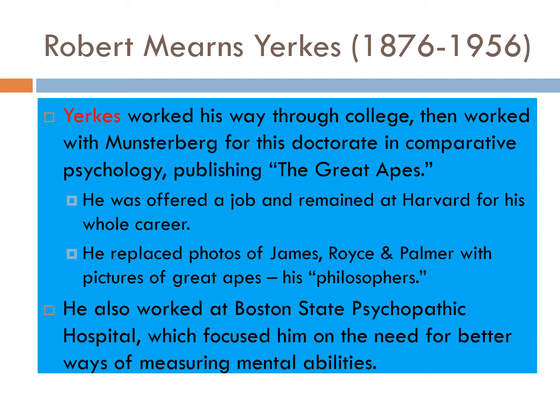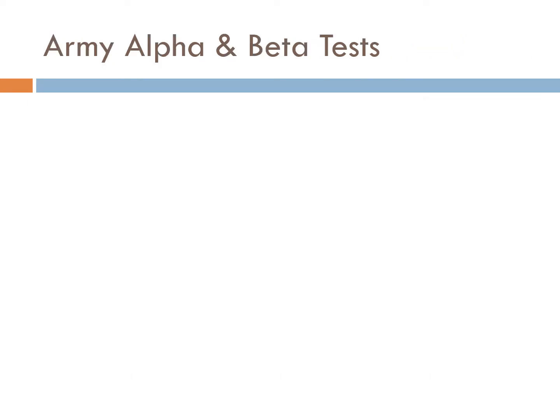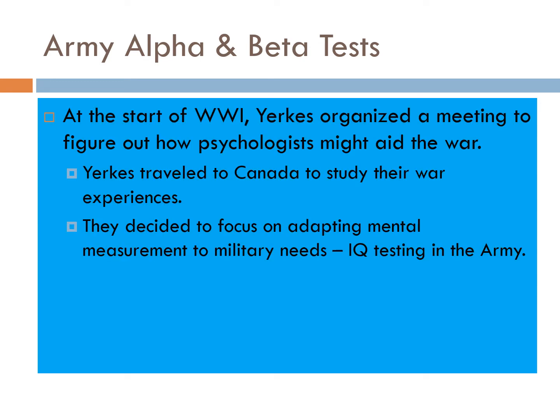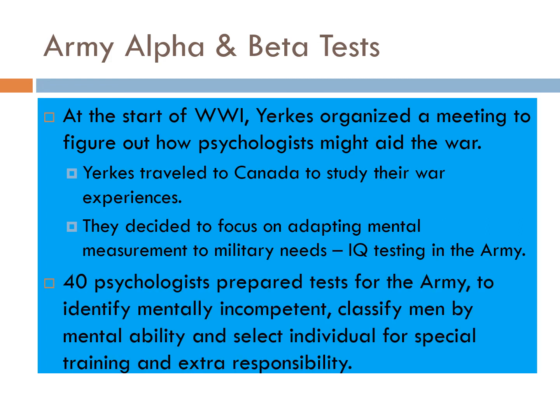He also worked at Boston State Psychopathic Hospital, which focused him on the need for better ways of measuring mental abilities. So if we look at Yerkes testing in the Army, at the start of World War I, Yerkes organized a meeting to figure out how psychologists might aid the war. He traveled to Canada to study their war experiences. They decided to focus on adapting mental measurement to military needs, in essence, IQ testing in the Army. So 40 psychologists prepared tests for the Army to identify the mentally incompetent, classify men by mental ability, and select individuals for special training and extra responsibilities, right?